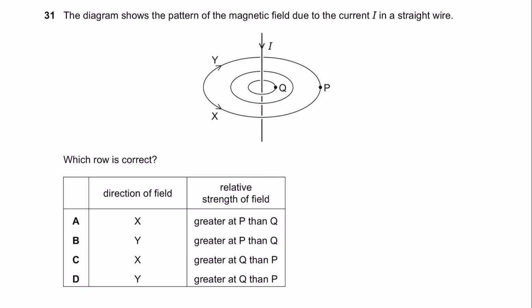Next, question 31. The diagram shows the pattern of the magnetic field due to the current I in a straight wire.